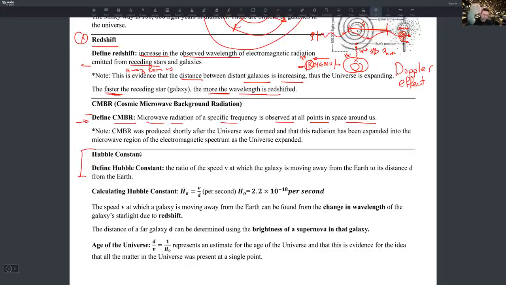If you measure these microwaves, they have a certain frequency. We call this cosmic because it's in outer space, microwaves because they are microwaves, background radiation because it's always there. So where did it come from? We discovered that CMBR was produced after the universe was formed.